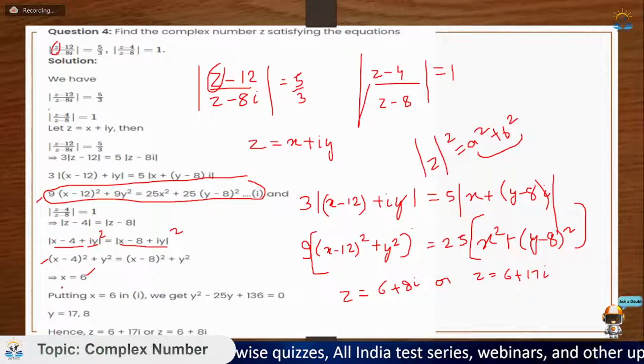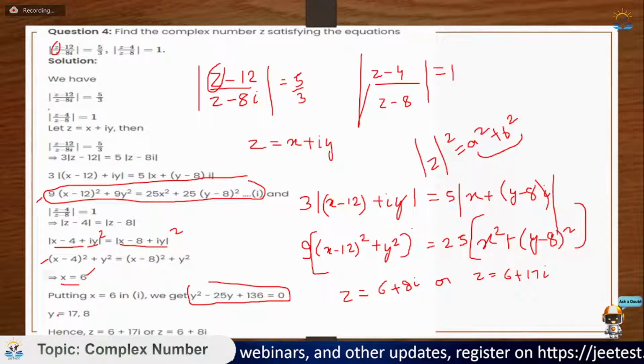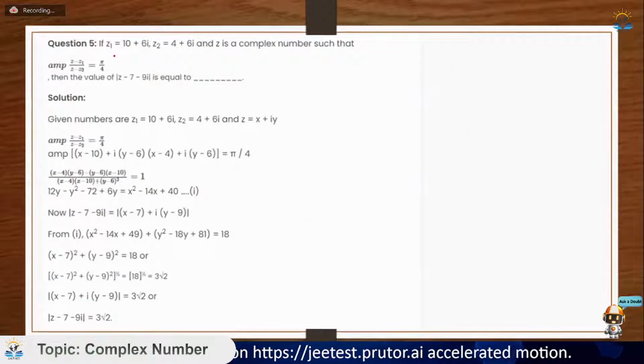When you calculate the value of x, you will get it to be equal to 6. Then put the value of x in any of the equations, you will get the value of y. Since you are getting a quadratic equation and a quadratic equation has two roots, you are getting two values for y, 17 and 8. So both are your correct answers. One is 6 plus 8 iota, another is 6 plus 17 iota. So this was your question number 4.